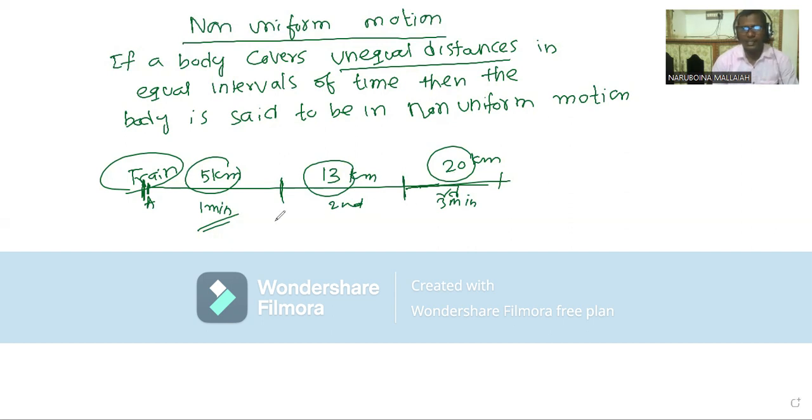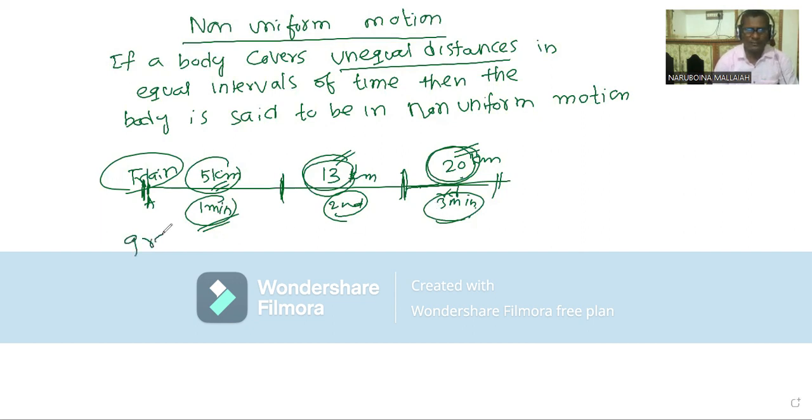Now see, equal intervals of time. Here 1 minute only, here 1 minute only, here 1 minute only. In the first minute, 5 kilometers. In the second minute, it covers 13 kilometers. In the third minute, it covers more distance, 20 kilometers. Unequal distances in equal intervals of time, then we say this body is in non-uniform motion.